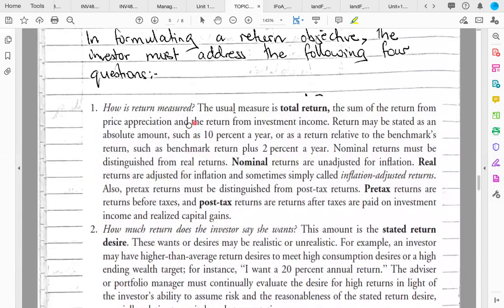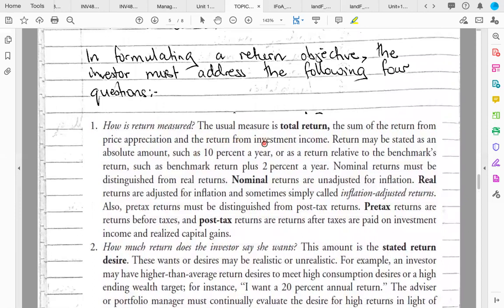Question number 1, how are we going to measure the return? Remember, when it was the risk, we asked how are we going to measure risk? We also have to specify how are we going to measure return. So usually we measure the total return, but what's more important is that for this module, when we specify returns, we usually classify them as nominal returns and real returns. So a nominal return on an investment would be a return that hasn't been adjusted for inflation, whereas a real return would be a return that's been adjusted for inflation.